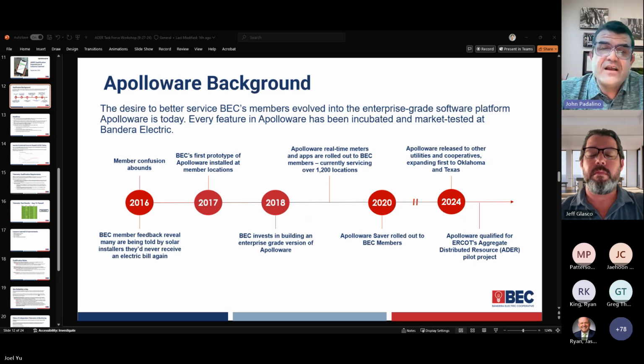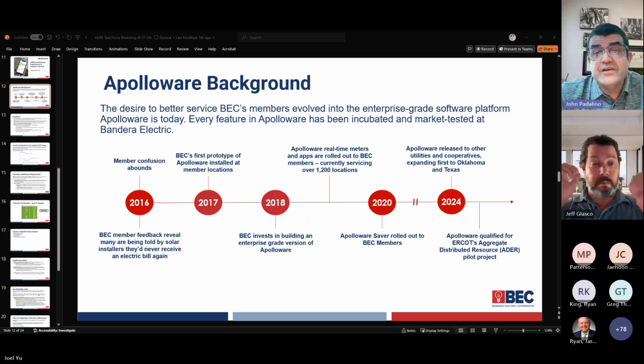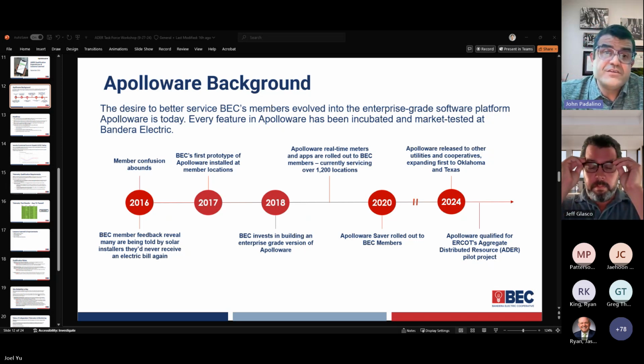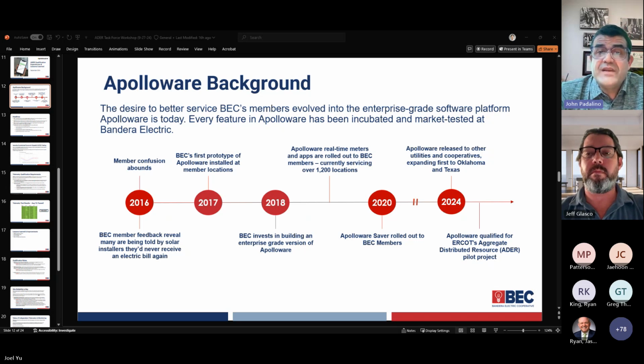And that data comes back to the cloud in real time. So we have 1 second data at whatever circuit that we measure. We started by requiring ApolloWare in 2019 on all interconnected solar and storage devices.